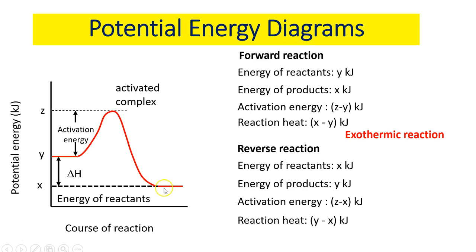If I have a reversible reaction, and I read my reverse reaction from this side, then this would be my energy for my reactants, and this one will be my energy for my products, which is why my activation energy will be the minimum energy needed to form the activated complex, which is then the difference between Z and X. And my heat of reaction, which is always my products minus my reactants, will be Y minus X. And for my reverse reaction, this will be a positive number, and my reverse reaction is an endothermic reaction.